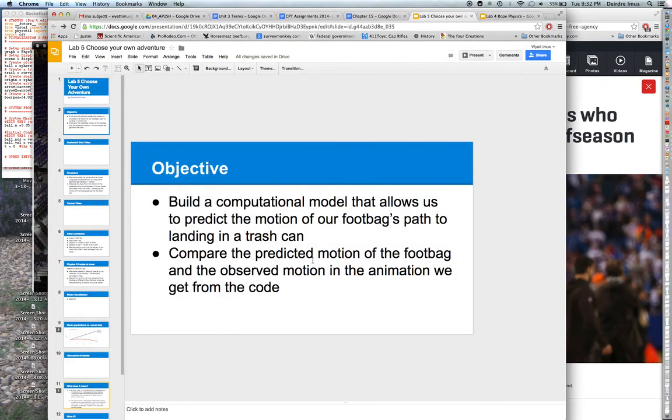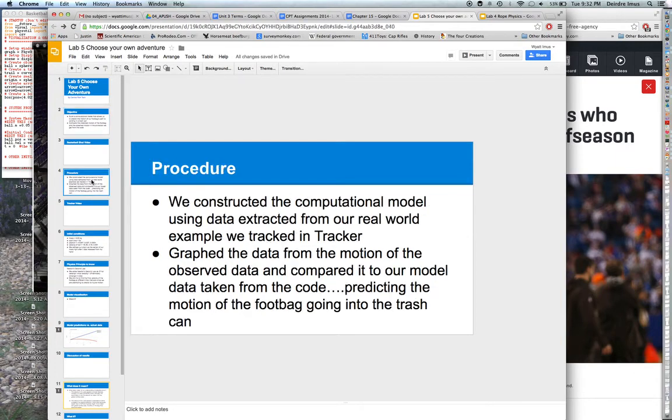We wanted to compare the predicted motion of the footbag and the observed motion in the animation we get from the code. Actually, the predicted motion is the animation we get from the code, and the observed motion is everything we get from Tracker. Our procedure was the following.